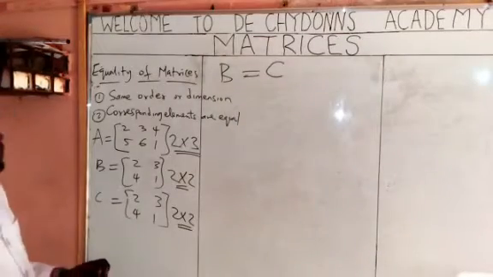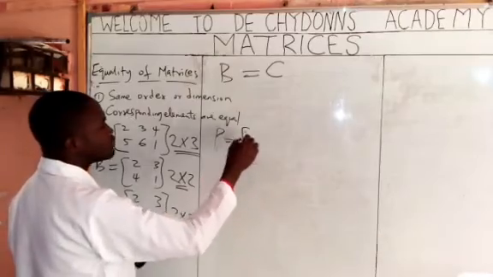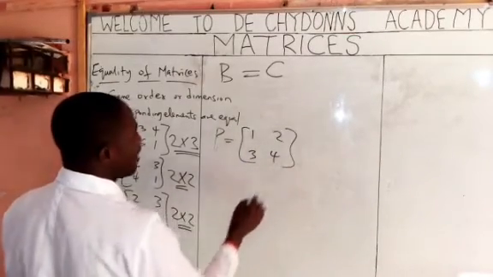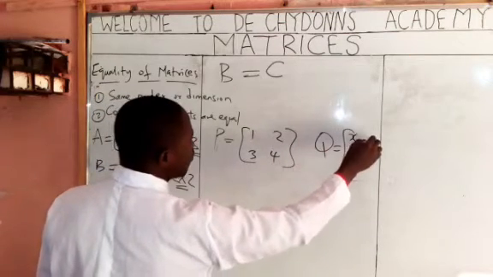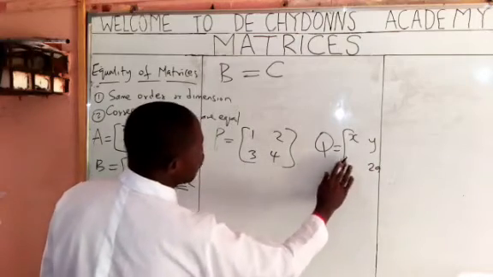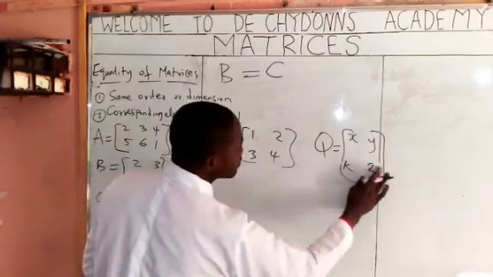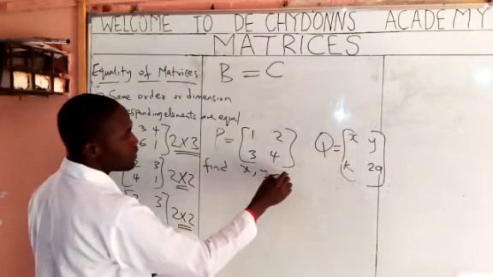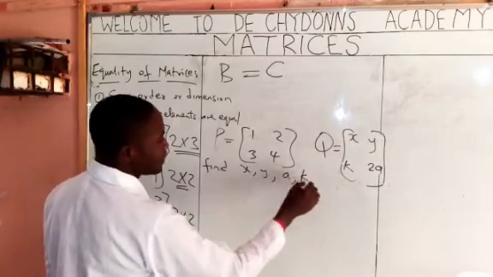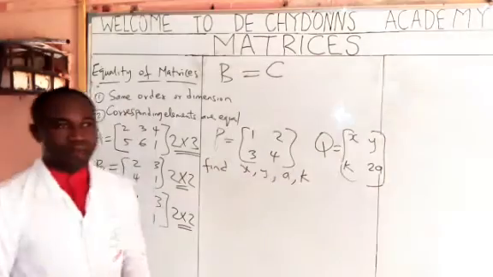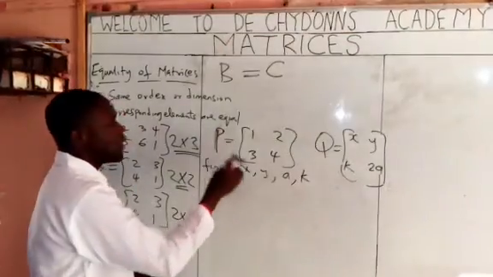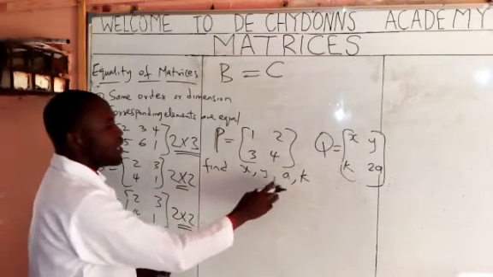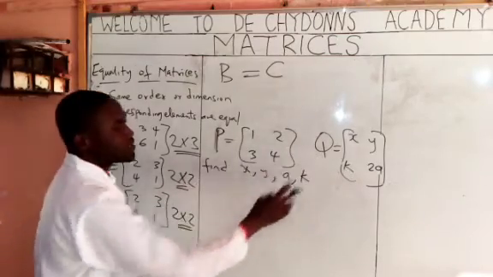Then we come again and say, given that matrix P is 1, 2, 3, 4, and matrix Q is equal to S, Y, K, 2A. And they say find S, Y, and K. If the two matrices are equal, I repeat again. Given matrix P equal to 1, 2, 3, 4, and matrix Q equal to S, Y, K, 2A. Find S, Y, A, and K, given that these two matrices are equal.